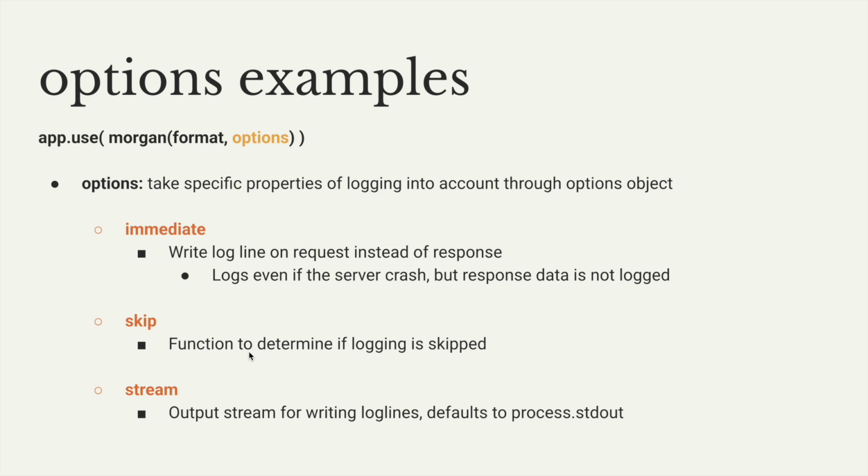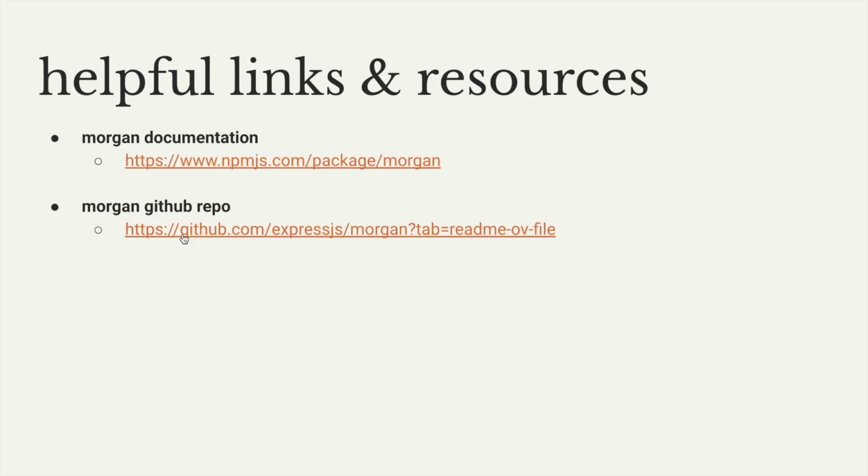Okay, and here's the options. The options take specific properties of logging into account through the options object. So here's the skip that I was mentioning earlier. It's just a function to determine if logging is skipped. We also have immediate and stream. It's up to you whether or not you want to use these options, since you could also use Morgan with just the format.